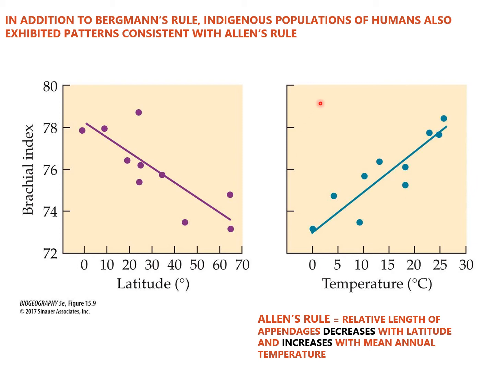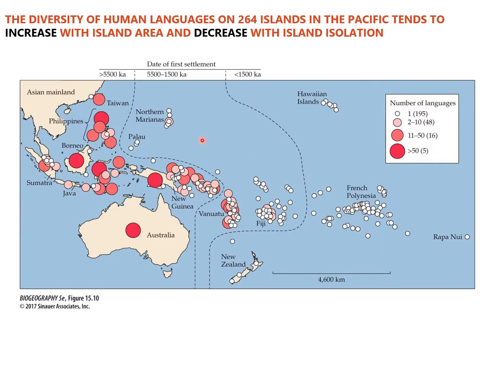So we usually tend to think of humans as having some drastic impact on our environment, and we do. That's definitely true. But the environment also impacts us from an evolutionary perspective as well.